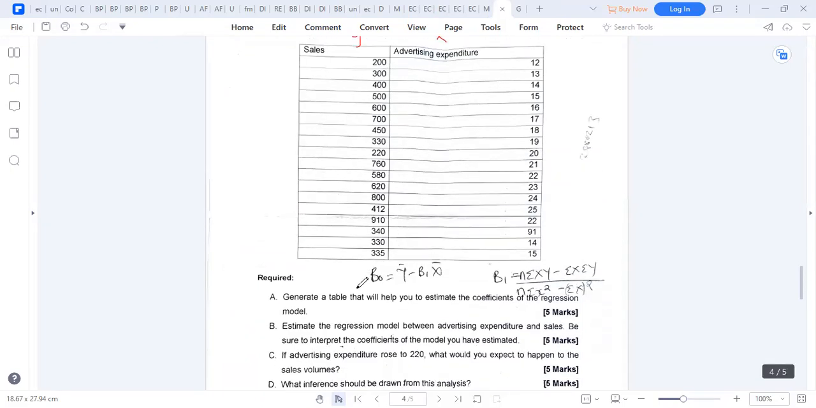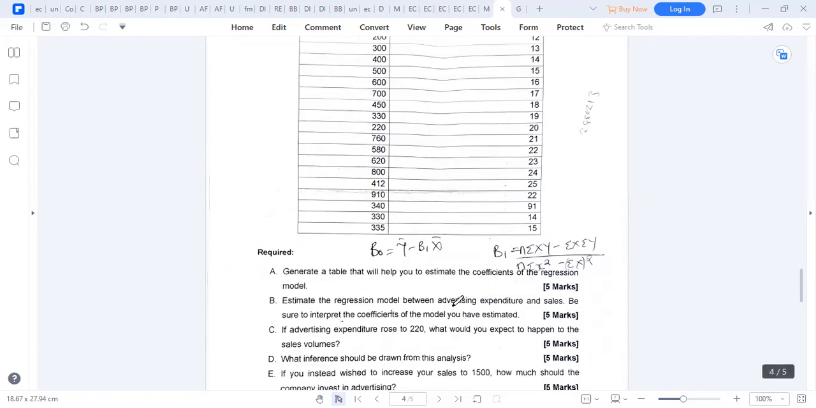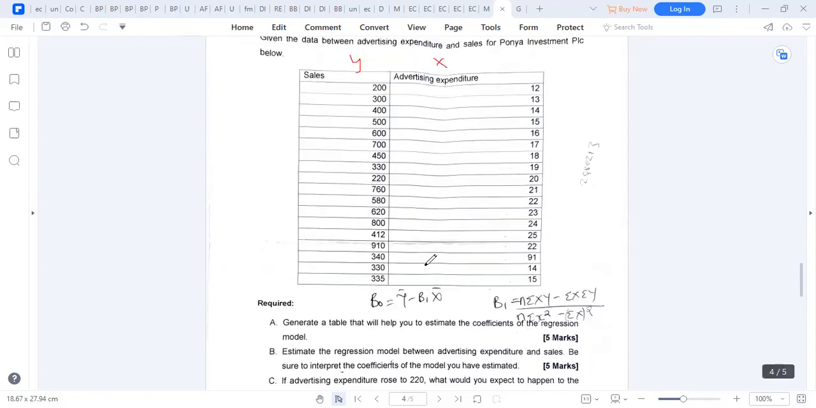So you enter them, then you generate what? The table that will estimate the coefficients of the correlation. So in that table, you're going to find the regression equation. So generate a table that will help you. Then estimate the regression model between advertising and sales. Be careful to interpret the coefficients. If you have a calculator, you can also use the shortcut for the calculator. Do you know how to enter them in the regression mode?